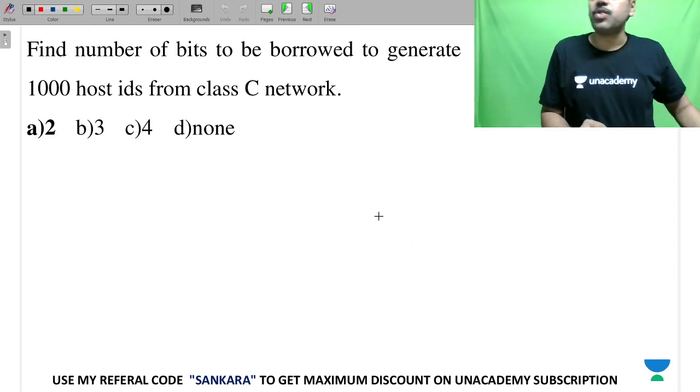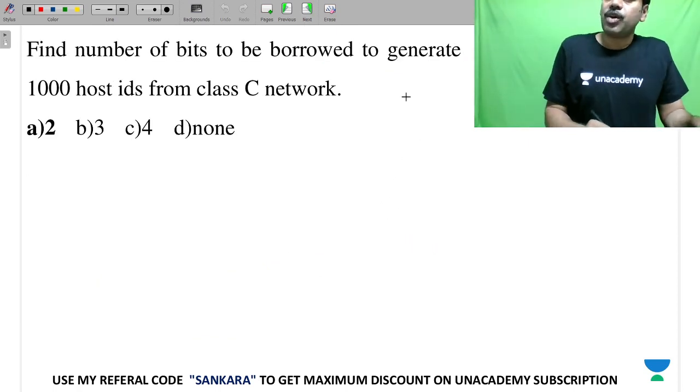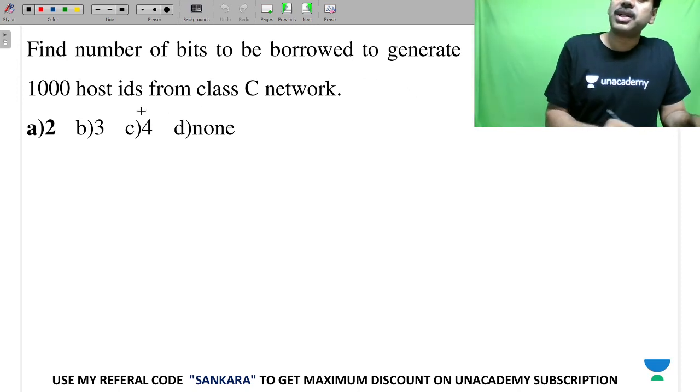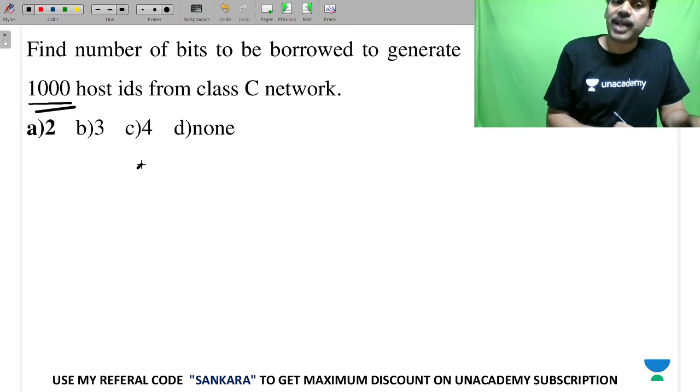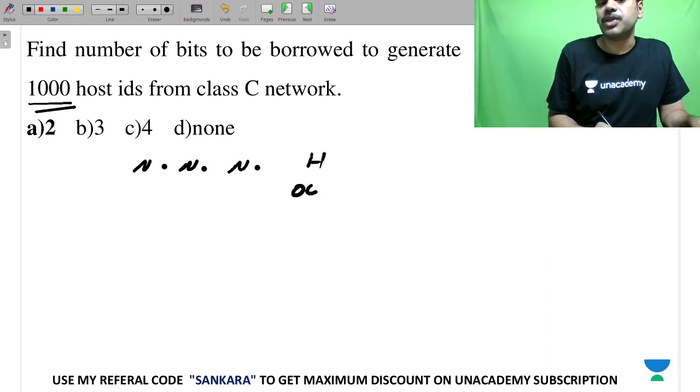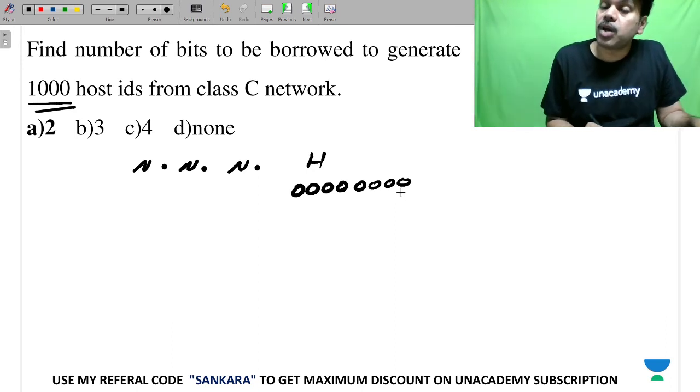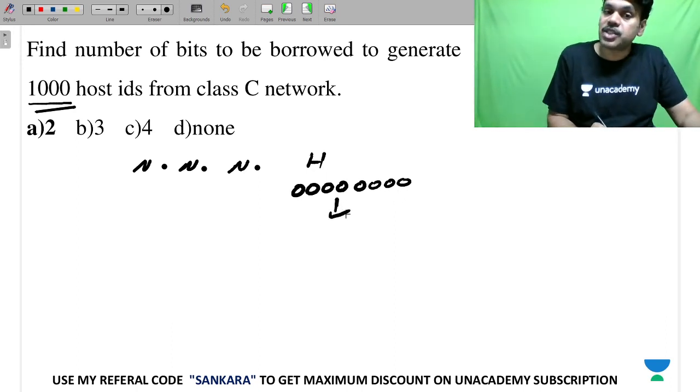Now let us crack one more question. Find the number of bits to borrow to generate 1000 HIDs. Naturally, in a class C network, 8 bits are there for HID. So how many bits do you need to borrow to generate 1000? This will give you 2 power 8 only, 256.